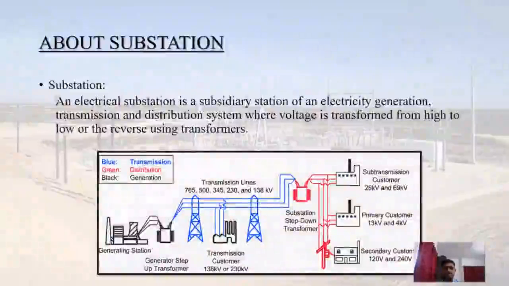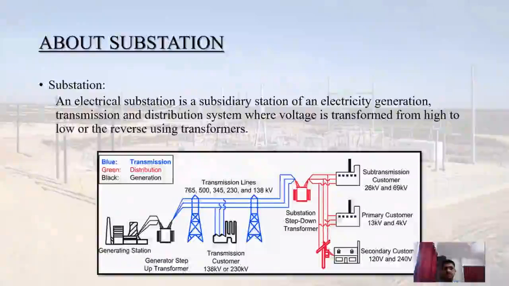An electrical substation is a subsidiary section of an electricity generation, transmission, and distribution system where voltage is transformed from high to low or the reverse using transformers. As we can see, a substation is a station used for generation, transmission, and distribution of electricity. Below here, I have attached an image where we can see and clear the basic concept of a substation.